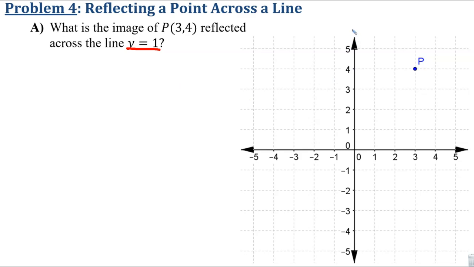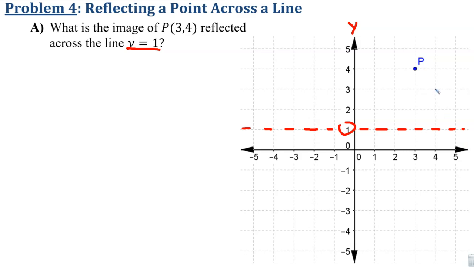To graph that, I'm going to find my y-axis, which once again is my vertical axis. I'm going to find 1 along the y-axis, and then I'm going to draw a horizontal line through that 1, intersecting the y-axis at 1. Okay, and this line represents all the coordinates that have a y value of 1. Now that trips students up sometimes just because the y-axis is the vertical axis, but y equals equations will be horizontal lines.